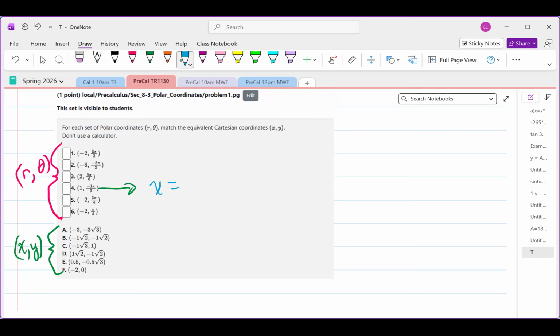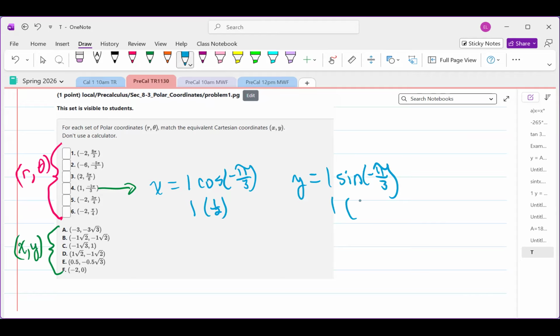So x will equal 1 cosine negative pi over 3, and the y will equal 1 sine negative pi over 3. So the cosine of normal pi over 3 is 1/2, and the cosine of negative pi over 3 is still 1/2. But the sine is negative square root of 3 over 2. So that is E with our 0.5s in there.